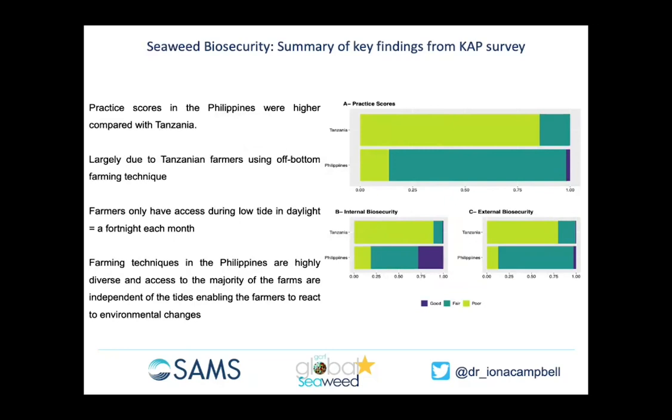From the questions around the practices, the practice scores in the Philippines were higher compared with Tanzania, but this was mostly due to the fact that Tanzanian farmers were very limited in what they could do because they were using the off-bottom farming technique, which meant that farmers only had access during low tide and in daylight, so about a fortnight of every month. Farming techniques in the Philippines are highly diverse and access to the majority of the farms is independent of the tides, as many farmers can access them by boat, enabling the farmers to react quickly to the environmental changes, compared to a fortnight on and a fortnight off in Tanzania.